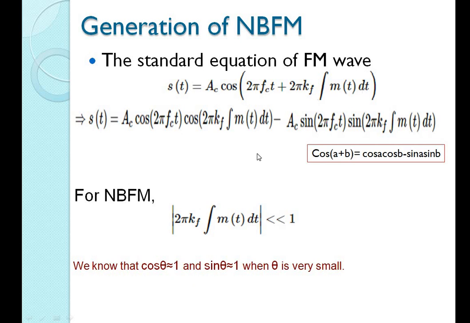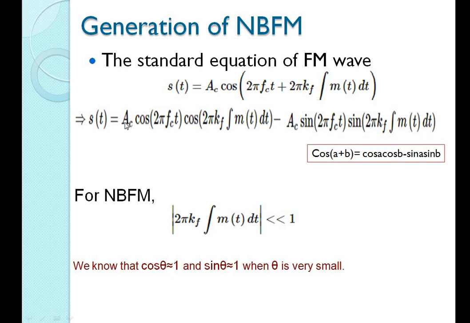Now what I am going to do here is substitute the value of m(t), that is 2 pi kf, afterwards. So I will use the formula for cos(a plus b). What is the cos(a plus b) formula? cos a cos b minus sin a sin b. What is a over here? 2 pi fc t is the a variable, and 2 pi kf integral of m(t) is the b variable. So this is similar to your cos(a plus b).